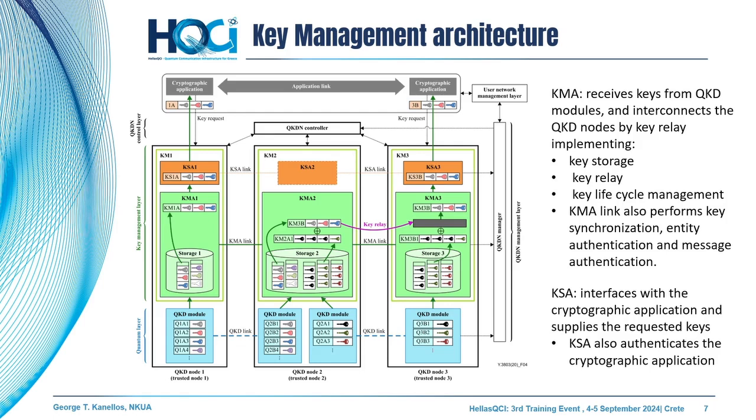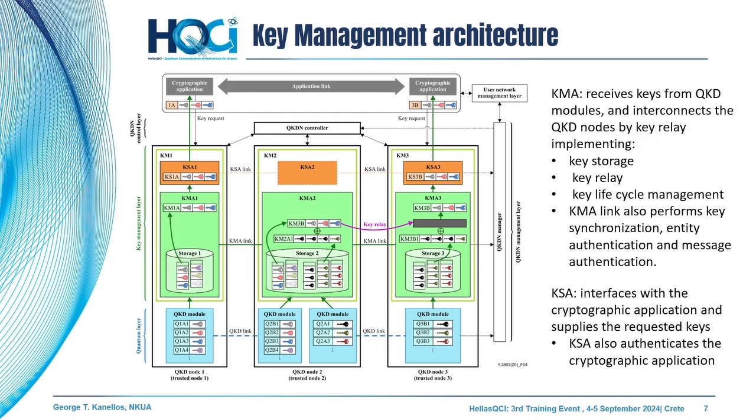It comes with 2 layers. The lower layer, the key management agent, talks to the QKD module, so you need an interface to fetch the keys from the QKD module. I'll come back to that in a minute. Store the keys, be able to do the process that we discussed already in relaying the keys with the neighboring nodes, and of course perform some functionality along the life cycle management.